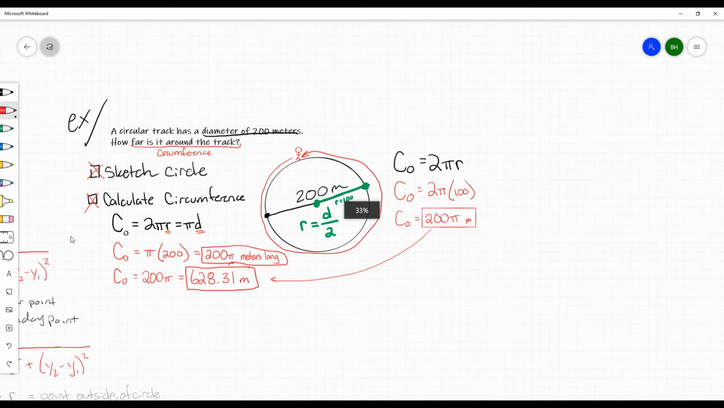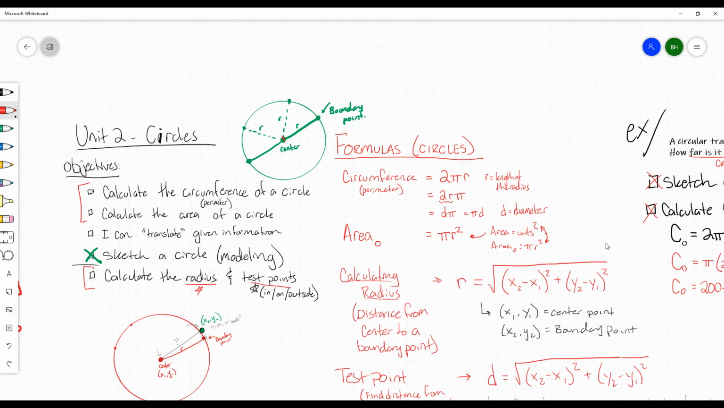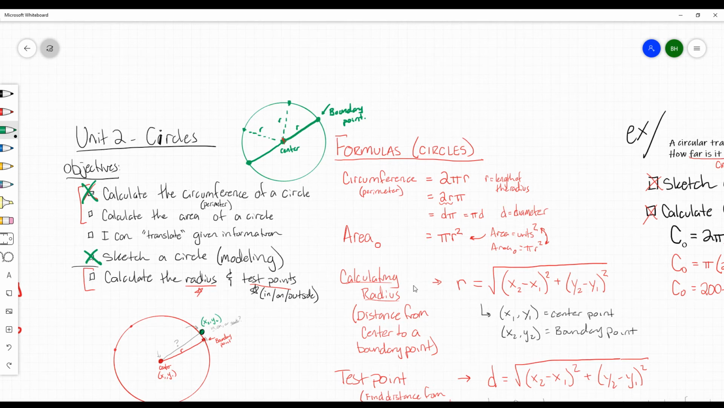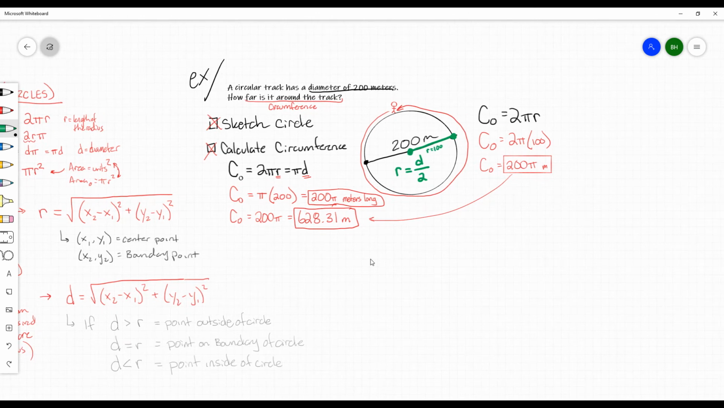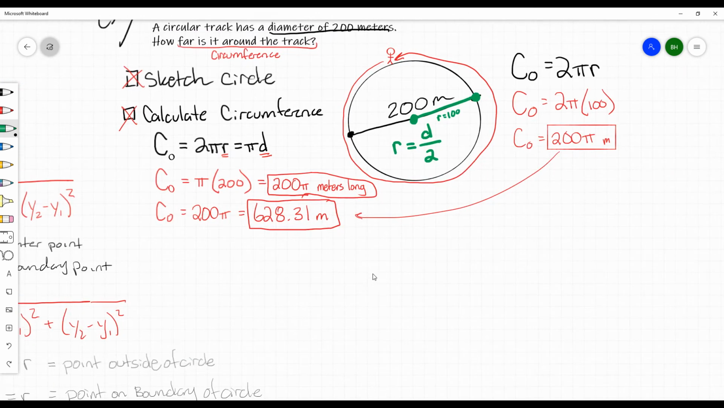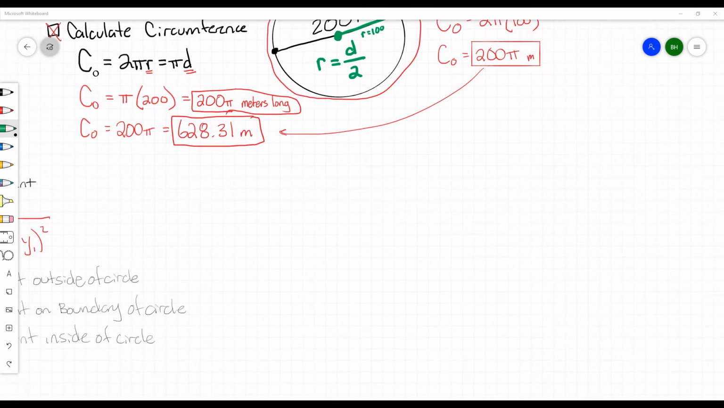We can go back to our objectives today, and we can say, boom, I have calculated the circumference of a circle. I'm going to use green here. I've calculated the circumference of a circle. Okay. Now, that's great. That makes me feel a little bit better. But what if the question got a little bit more difficult? Or a little different?